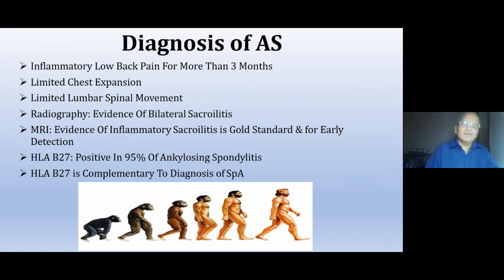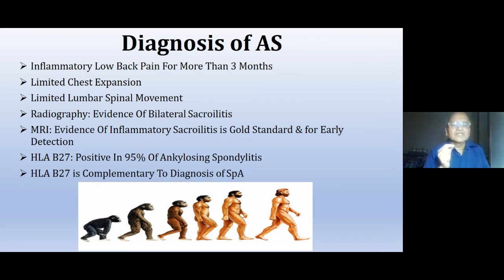On one hand, you have inflammatory low back pain, which is nocturnal and early morning low back pain with stiffness becoming better with activity. On the other hand, you have mechanical low back pain, which is worse after activity, becoming better with rest. On clinical examination, they have limited chest expansion due to costovertebral involvement, limited lumbar spinal flexion and extension, and very importantly, radiography will show bilateral sacroiliitis.